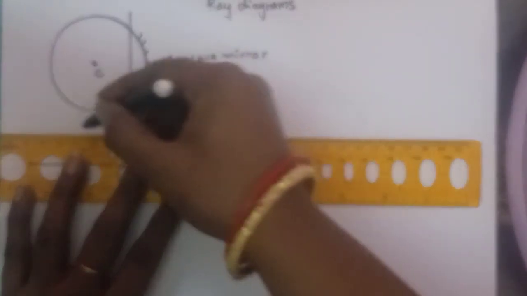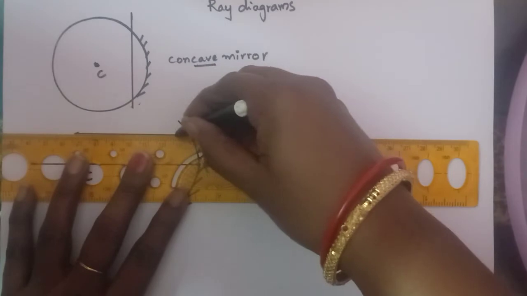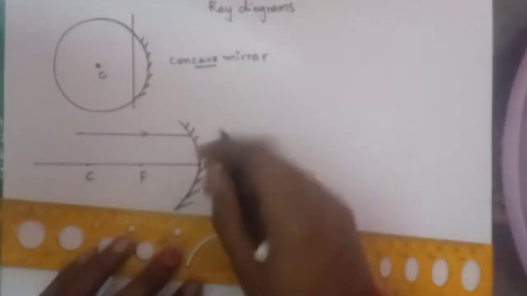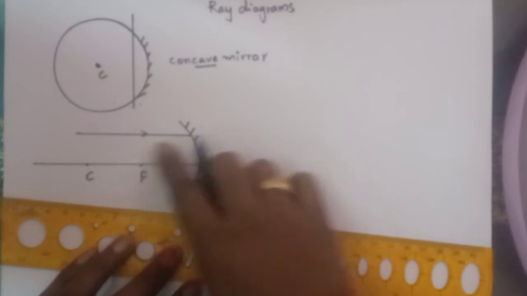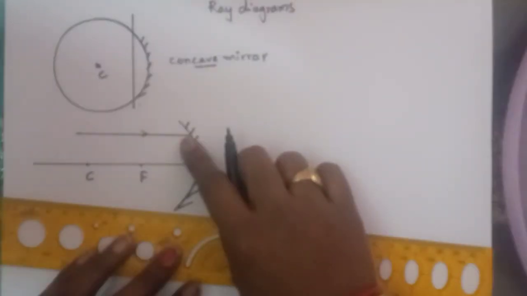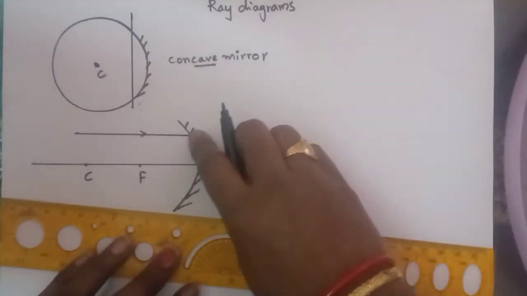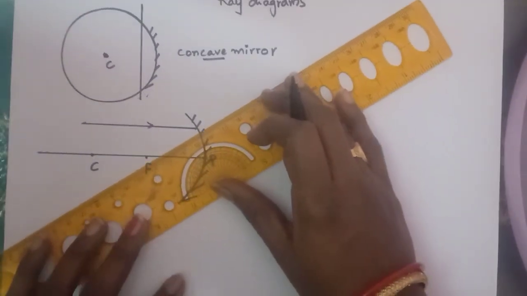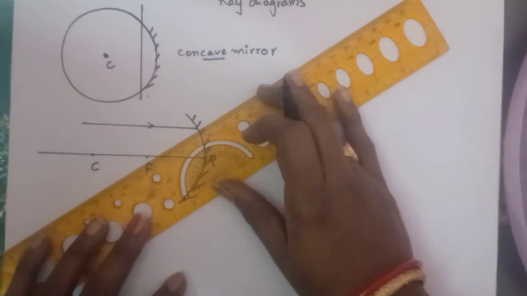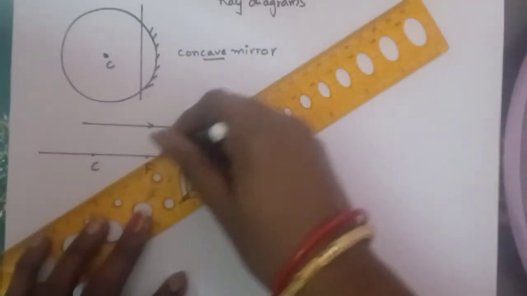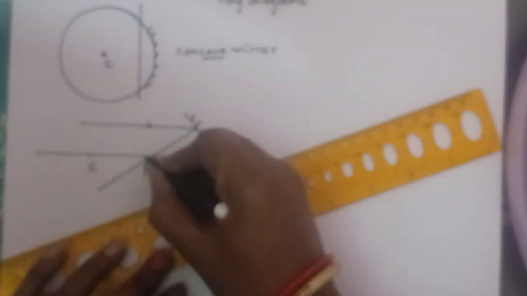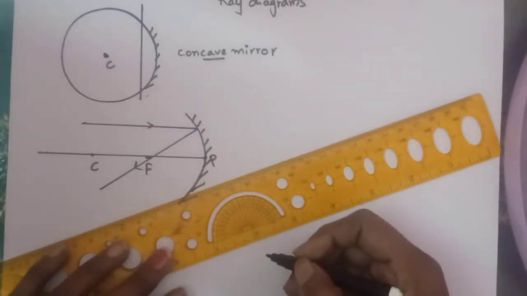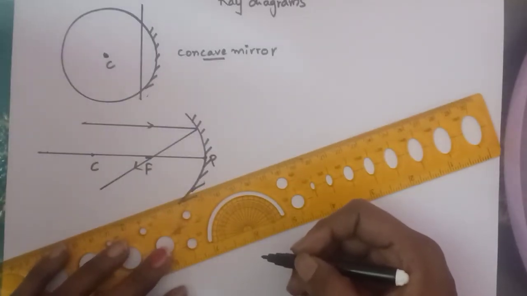So, a light ray travels and touches the mirror. This is called the incident ray. After touching the mirror, it reflects back. How does it reflect? The rule states that it passes through the focus.